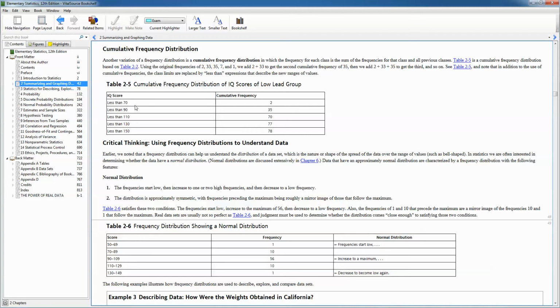from 70 to 89, we have the first class is less than 70. So there are two of those. Less than 90. Now remember, less than 90 includes less than 70 and then everything that is less than 90 but greater than or equal to 70. So each time your frequencies are going to accumulate. They're going to get larger and larger because you're adding more and more to that running total.